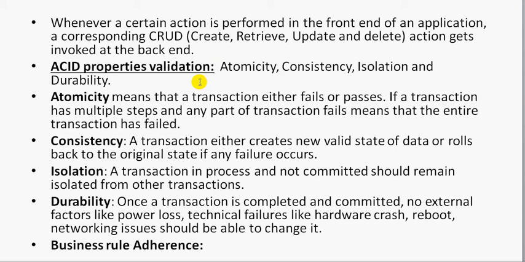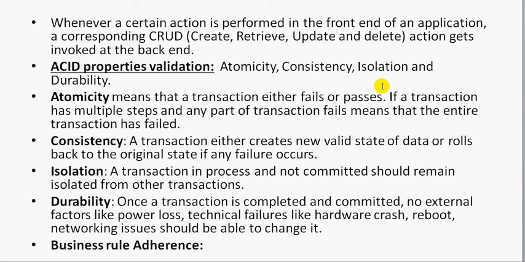ACID properties validations are also equally important. ACID: A stands for atomicity, C for consistency, I for isolation, and D for durability. Now let us see in detail. Atomicity means that a transaction either fails or passes. If a transaction has multiple steps and any part of the transaction fails, it means the entire transaction has failed. So it is either failed or passed, positive or negative. There is nothing in between.